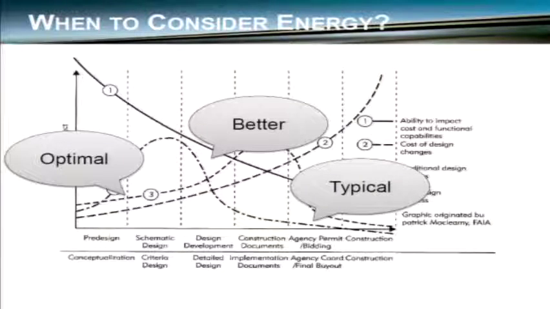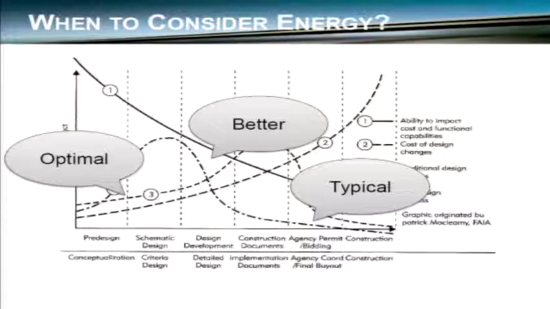And this first line, and maybe some of you have seen this before, represents the ability to impact cost and functional capabilities. So, of course, really early in design, it's really easy to make changes. It's just a drawing. It's just a concept. It's an idea. Lots of flexibility in making design changes. And, of course, as we get to construction documents and we're on-site building, it becomes very difficult to make those changes.